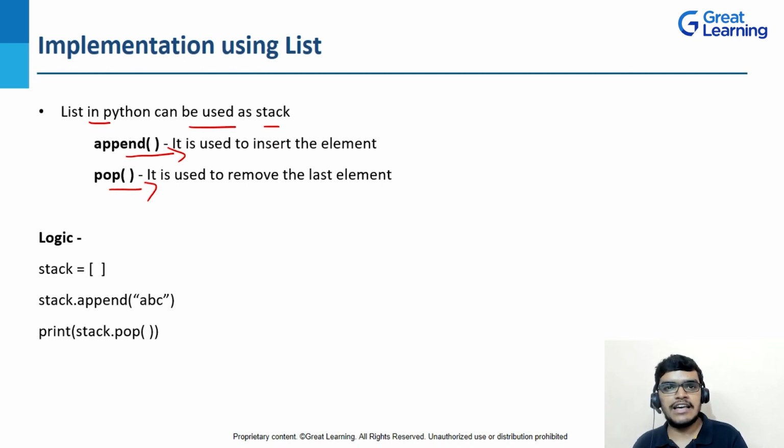So if you want to insert the element, we need some function, right? So we can use the append function, which is used to insert the element. Now coming to the pop function, yes, we have a pop function in Python, and pop removes the element in the LIFO order. That means last in, first out. And as we know, our stack also follows the LIFO order; the elements which are inserted last will be removed first. So these two are the functions that we will be using here in list.